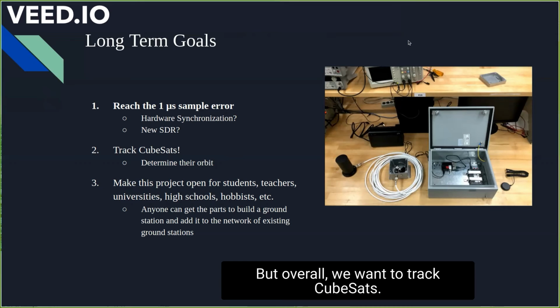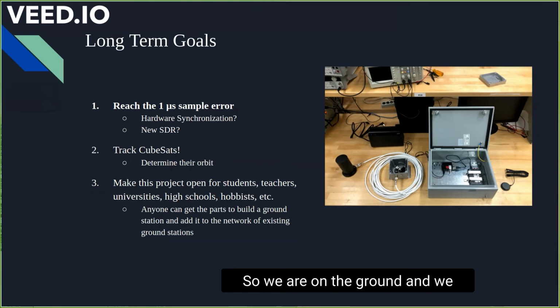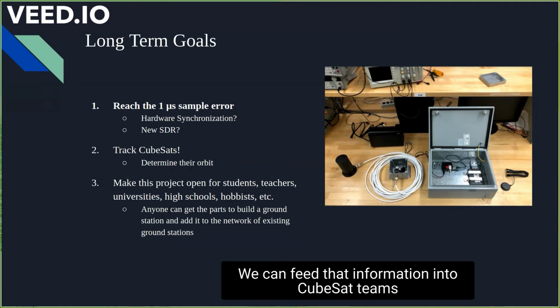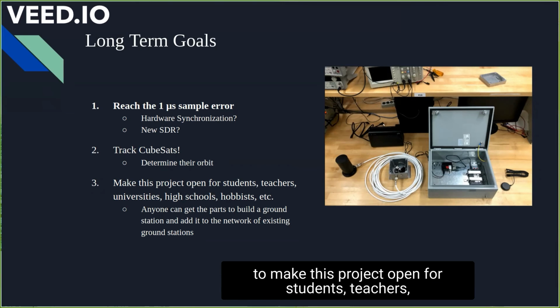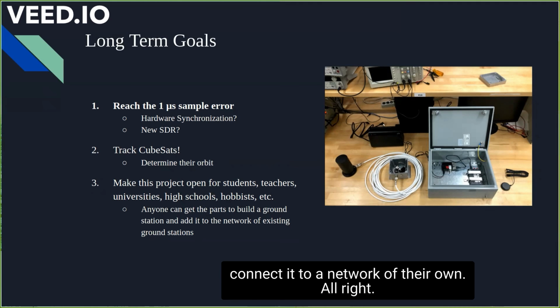But overall, we want to track CubeSats. We want to determine their orbit because they do not transmit a lot of positional data. They do not know where they are. So we are on the ground and we are ready to capture where they are. And we can feed that information into CubeSat teams. And then finally, the long-term goal is to make this project open for students, teachers, universities, high schools, and hobbyists. So anybody can get these parts and perhaps get a kit and be able to assemble a station themselves and connect it to a network of their own.